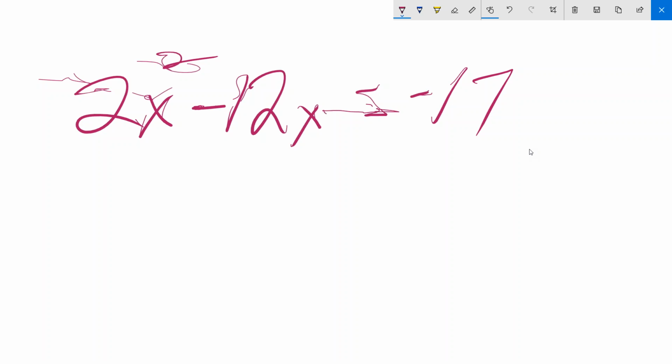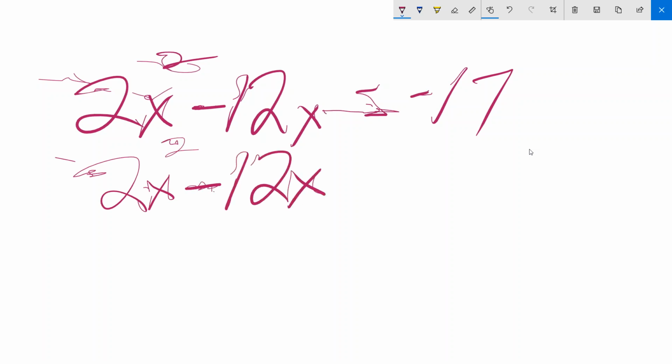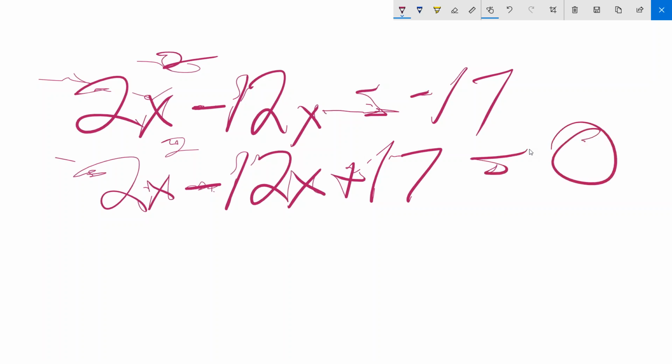So what's my first step? Put your two parentheses, separate the x. Not yet. We've got to get everything on one side. That's the first step, and 0 on the other. Okay, so the first step is to do this: 2x squared minus 12x plus 17 equals 0. Now we have it in the form of a normal quadratic.